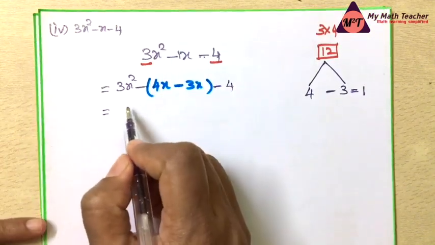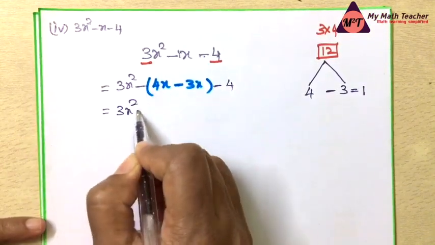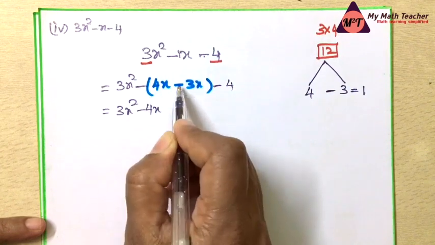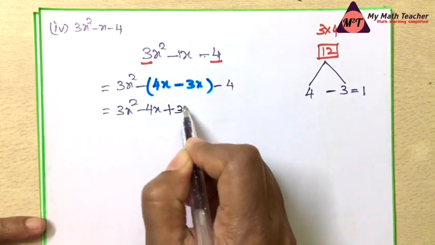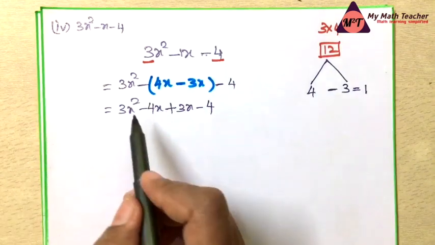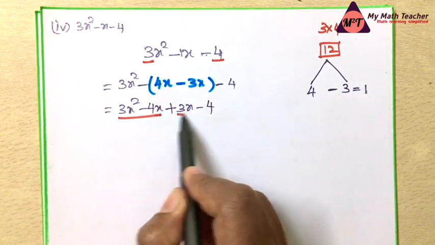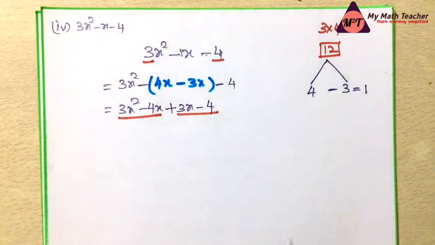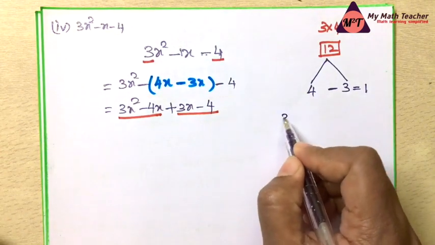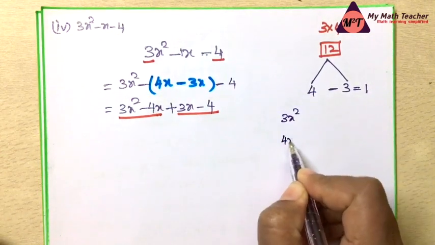Now open the bracket by multiplying. That is 3x square minus 4x. Next, minus into minus will be plus 3x minus 4. Group the terms, first two and the last two. So we can write the first two terms here, that is 3x square and 4x.